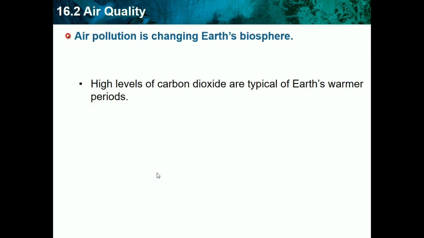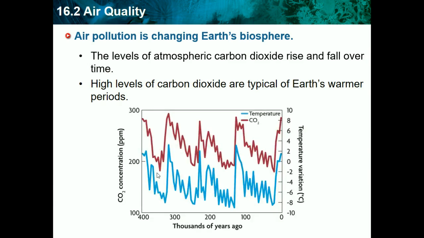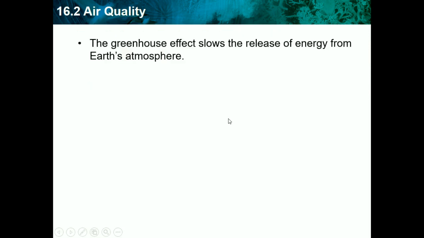So air pollution is changing Earth's biosphere. High levels of carbon dioxide are typical of Earth's warmer periods. Carbon dioxide increases the greenhouse effect, and that's why we get warmer, and we're going to learn about that soon. The levels of atmospheric carbon dioxide rise and fall over time. So the amount of carbon dioxide we have fluctuates a lot.